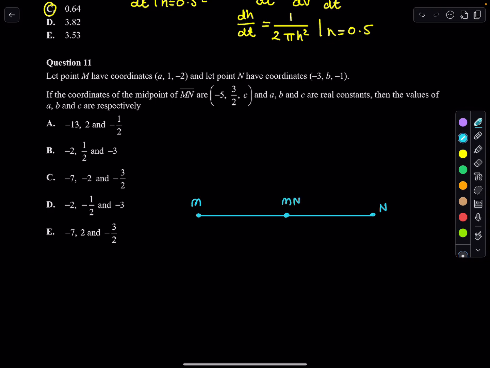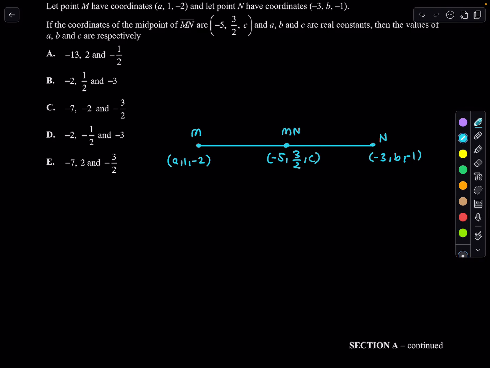Okay. So we know the coordinate of M is A, 1, -2. N is -3, B, -1. And the midpoint MN is -5, 3 on 2, C. Now, it's easy. How do you find the midpoint? Don't we just add the x values and divide them by 2? And we do that for the y, and we do that, of course, for the z values too, because it's 3-dimensional in this case.